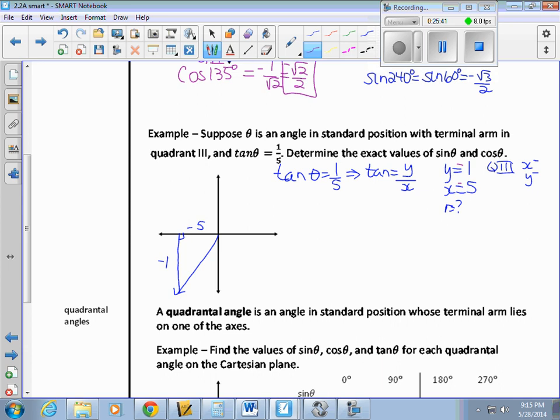So now what I can do is find r and find the values of my sine and cos. So r squared is equal to x squared plus y squared, so r squared is equal to negative 5 squared plus negative 1 squared. So that's 25 plus 1. So r squared is equal to 26. R is equal to square root 26.